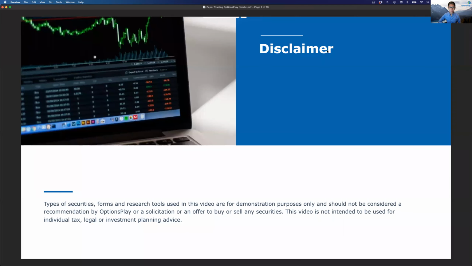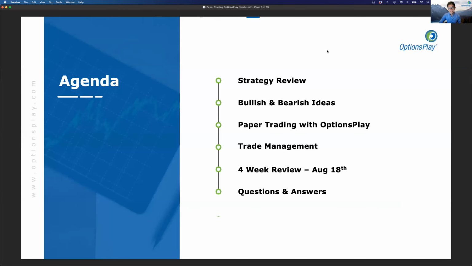So I'm really excited to get started with this. But before we do, what we're going to discuss and the trades we're going to analyze here today is purely for education and demonstration purposes. It is not a solicitation or recommendation to buy or sell any of these specific securities that we're going to review on today's session. So we're going to start off with just a basic strategy review.